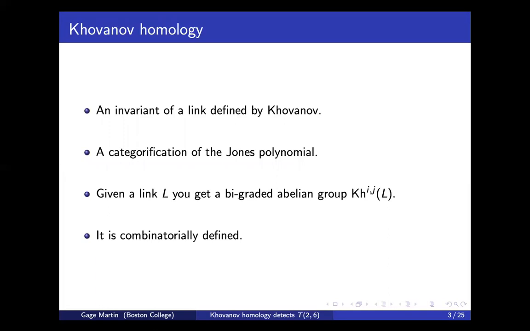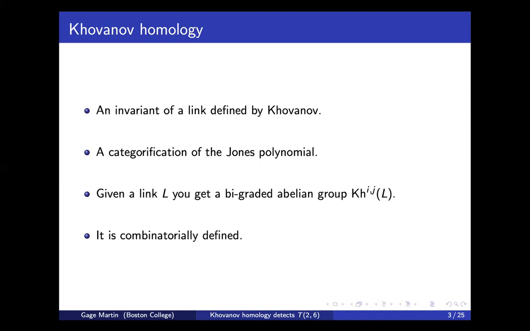What that means is, given a diagram for your link L, there are some simple rules you can follow to construct a chain complex from the diagram. And if you take the homology of this chain complex, you get the Khovanov homology of your link L. And I should say, because of this combinatorial definition, computers can compute Khovanov homology relatively quickly, because they just follow these simple rules to compute this chain complex.